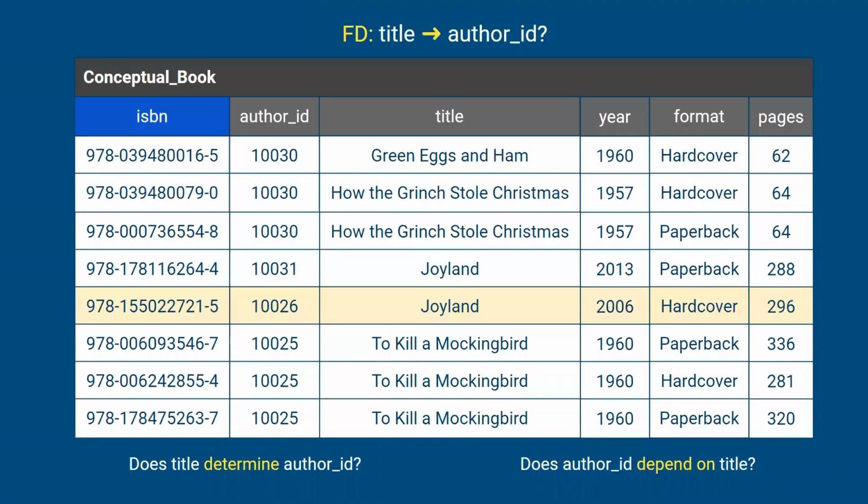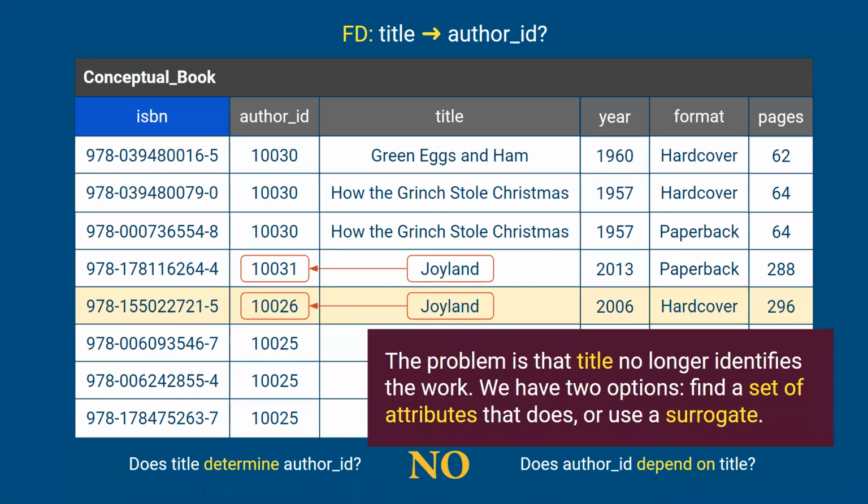Okay, so we've got a new record in here, a real record called Joyland, published in 2006, hardcover, this number of pages, different ISBN, different author. So now, does title determine the author ID? No, it doesn't. Okay. We still have the problem. Title is not the identifier. Do we still have transitive dependencies here? Yes. But not with that particular one, but with the other ones.